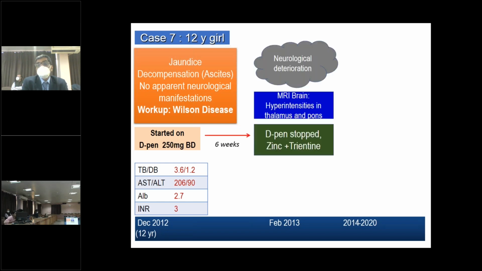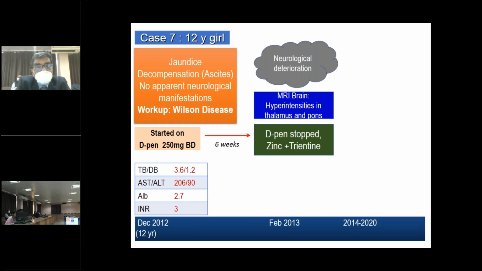Subsequently, after 6 weeks, the child developed neurological deterioration in the form of change in handwriting and slowing of the movements. At this point, neurologic consultation was taken, and they had advised an MRI brain. MRI brain revealed hyperintensities in the thalamus and pons. So at this point, D-penicillamine-induced paradoxical worsening was considered, and D-penicillamine was stopped.